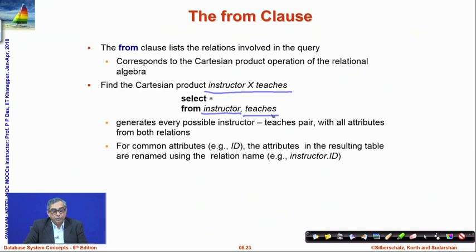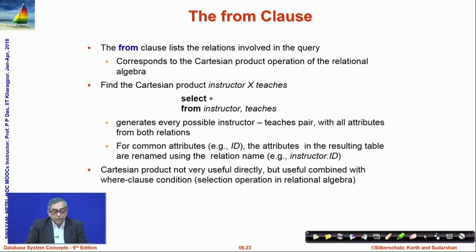So, this will choose records from the instructor relation as well as from the teaches relation, and in all possible combined ways it will put them in the output. We have used a star. So, all fields of instructor and all fields of teaches will be there in the output. And since some fields may have identical names like ID, there is an ID in instructor and there is an ID in teaches, they will be qualified by the name of the relation. From can have one relation, two relations, any number of relations as you require.